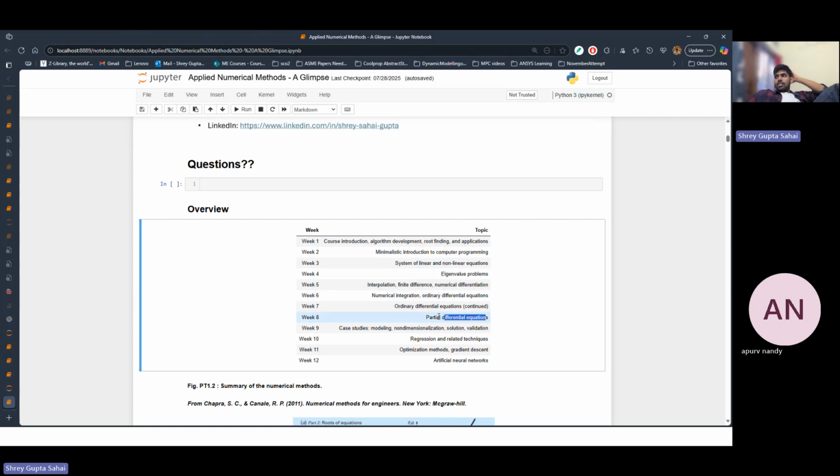So there we might discuss a little bit on PDEs, but because the course is not targeted at finite approximation methods, we move on to a more case study based week on modeling, non-dimensionalization, validation, and so on. Then in the final weeks, we'll be looking at more advanced topics which, we can argue, go a little outside the umbrella of numerical methods, which is ANN, artificial neural networks. But to even go there, we need a little bit of primer into regression and optimization methods and gradient descent, stuff like that.